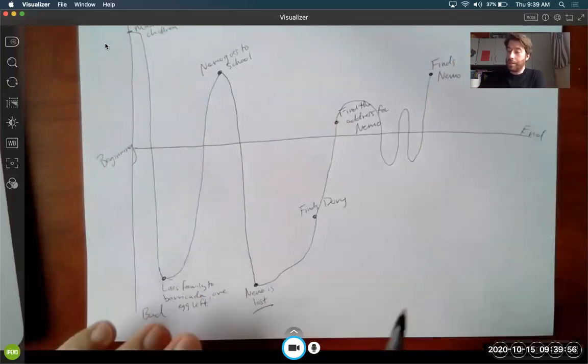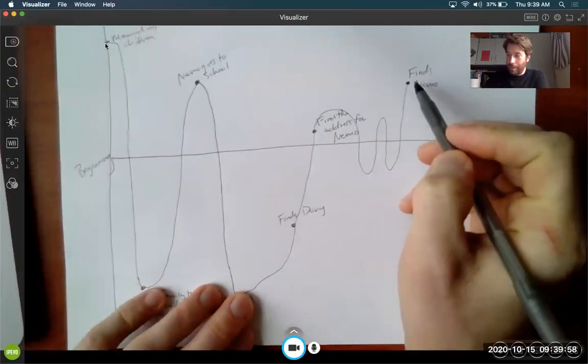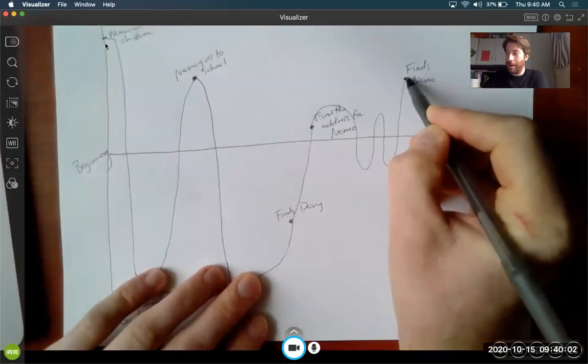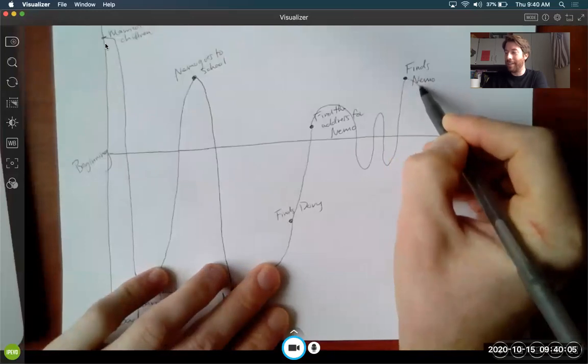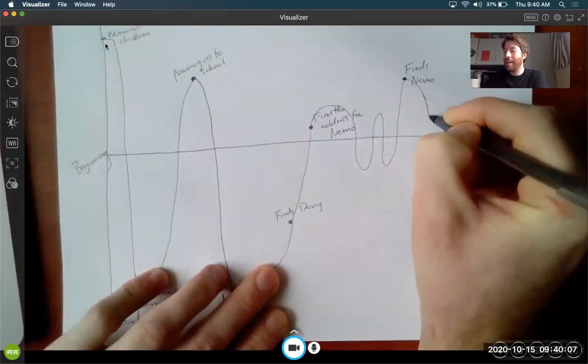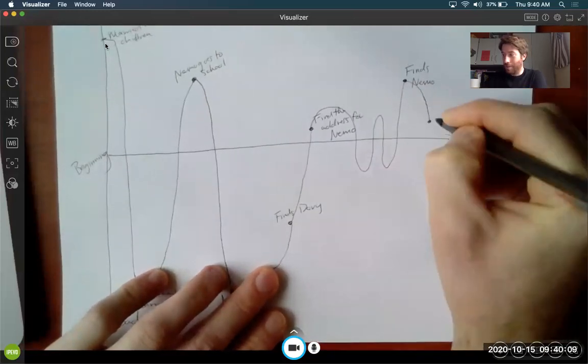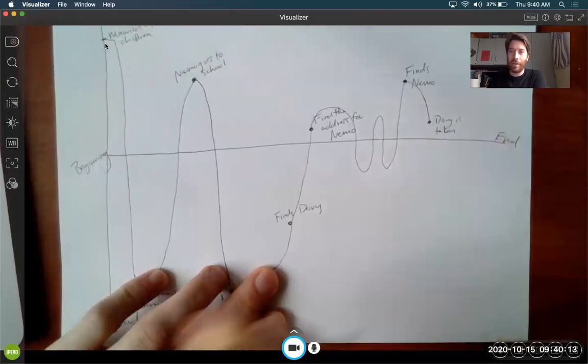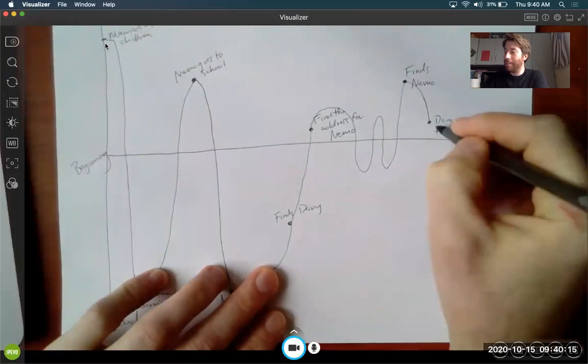Now, you could say that the story ends here, but not quite. There's a little bit of detail at the end that you want to consider. He finds Nemo, but then at the very, very end, Dory is taken in that net, that fishing net. So then Dory is taken along with the other fish, but they escape.